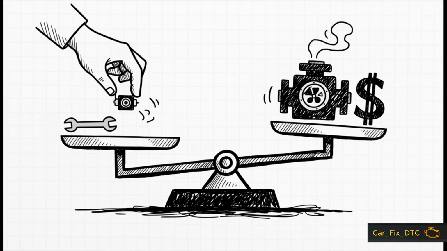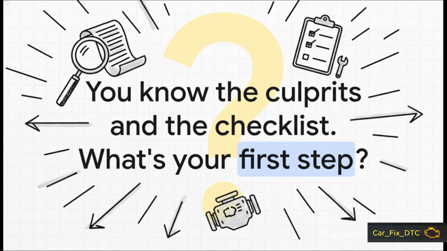And really, that's the bottom line. Taking care of a pretty simple and usually pretty cheap sensor or wire today can save you from huge, expensive headaches tomorrow. It's one of the easiest bits of preventative maintenance you can do. So there you have it. We've cracked the code, we've lined up the suspects, and you have a checklist in your hand. The mystery is gone. The only thing left to ask is, what's your first move?